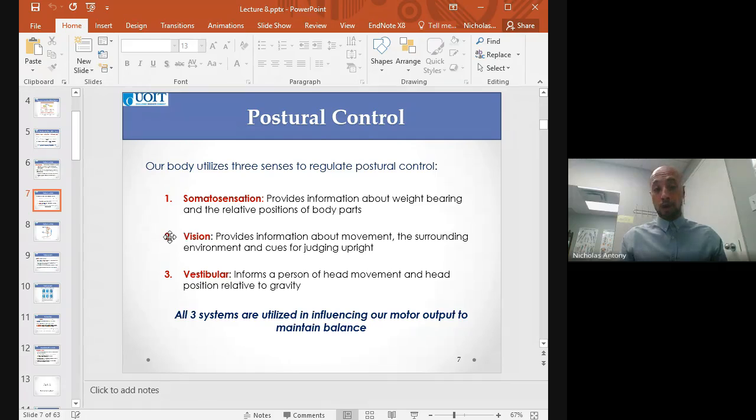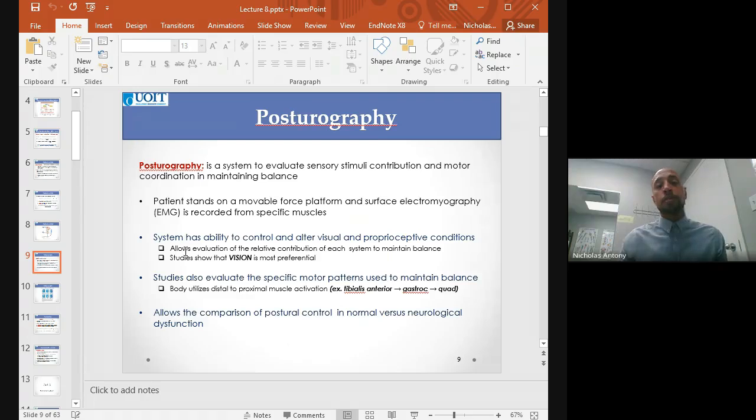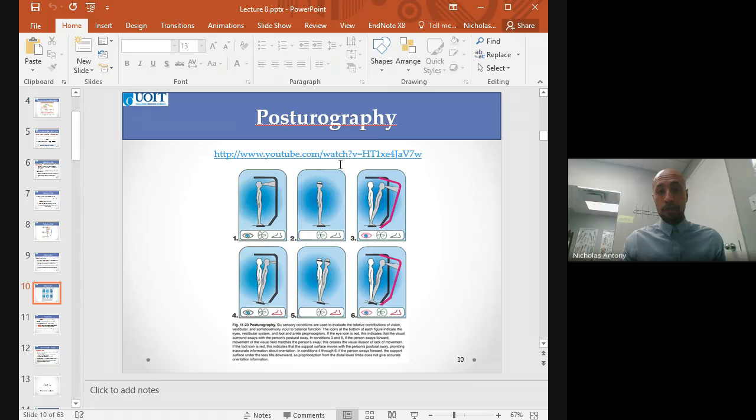Now, how do we know of the 3 senses which one we utilize the most? This is a diagram showing how we use the 3 senses to maintain posture, but we utilize a system called posturography, and I do recommend that you look at this video right here.